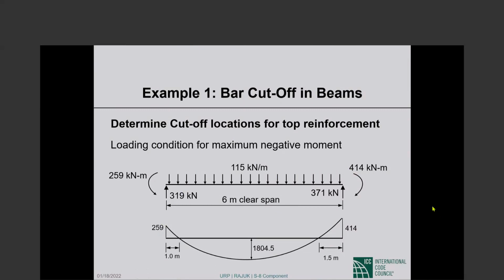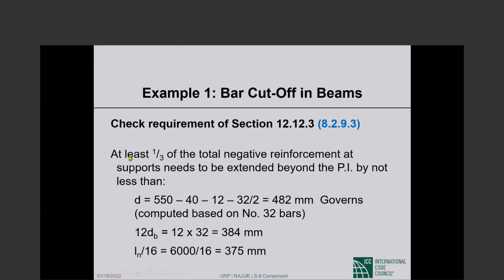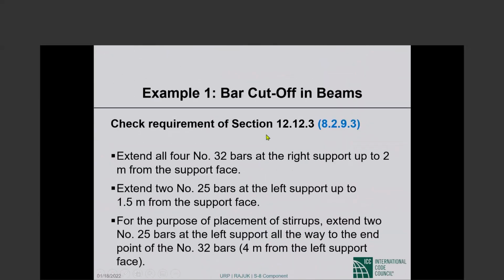Now, at least 1/3 of the total negative reinforcement at supports needs to be extended beyond the point of inflection by not less than d or 12 bar diameters, or L sub N over 16 top bars, remember, compression bars. So d, 12 bar diameters or L sub N over 16. So check requirement. So extend all 4 number 32 bars at right support up to 2 meters from the support face.